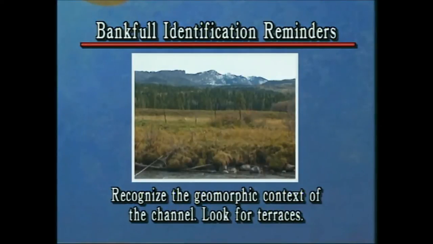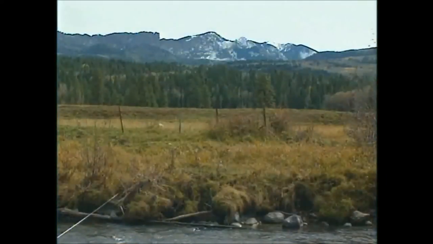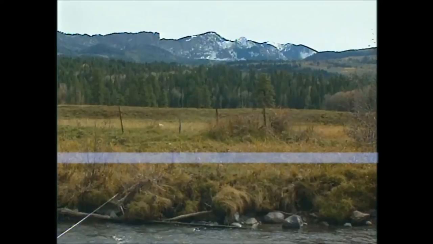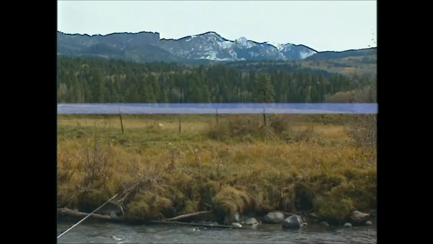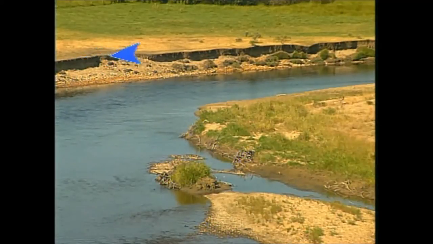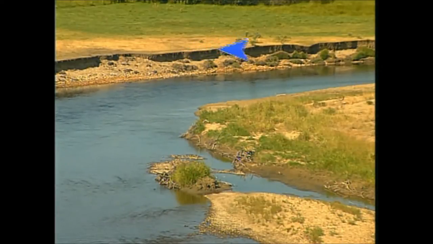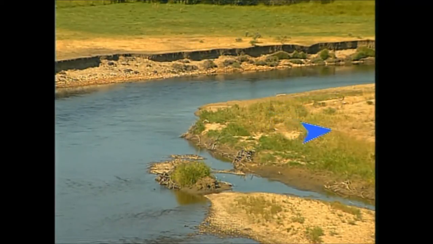Recognize the geomorphic context of the channel. Look for terraces, and remember that most streams have three distinct terraces. The low terrace at approximately 2 to 4 feet above the present stream. The middle terrace at approximately 7 to 10 feet above the present stream. And a high terrace at approximately 20 to 30 feet above the present stream. Be especially careful not to confuse the level of the low terrace with that of the floodplain.